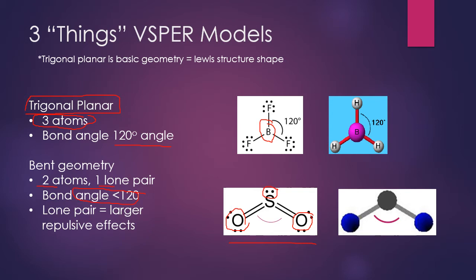Whenever you replace an atom with a lone pair, you have larger repulsive effects. So this is why the angle is decreasing. It's going to be less than 120 instead of 120, which the trigonal planar example had.